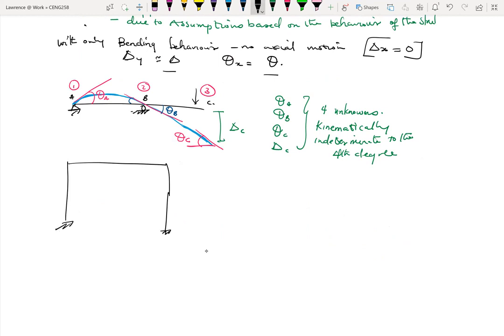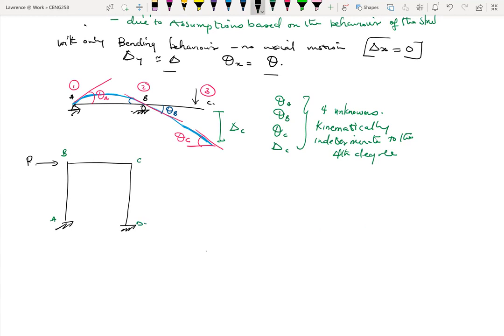Let's say we have a frame, then we apply a load P to this frame. It means that the frame will undergo... so if this is, let's say, let me just label this point A, B, C, and D. I'll make it smaller. Okay. So C and D.